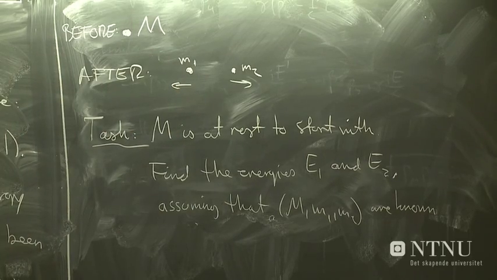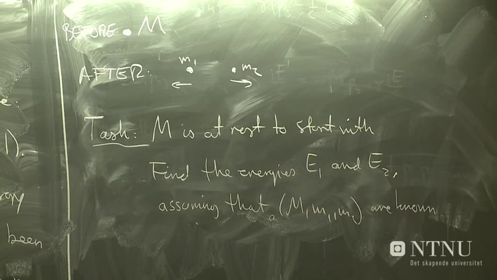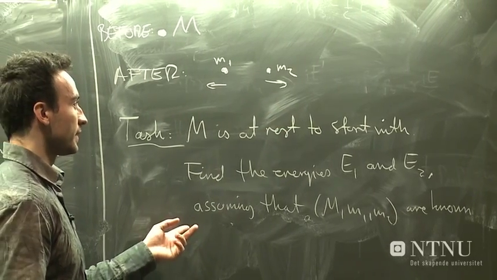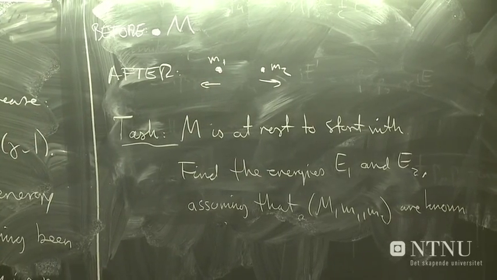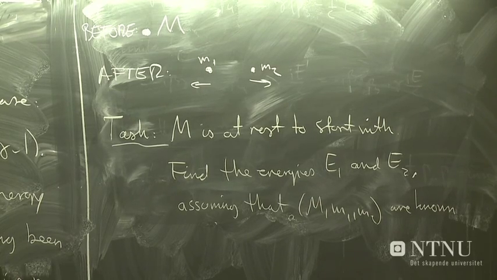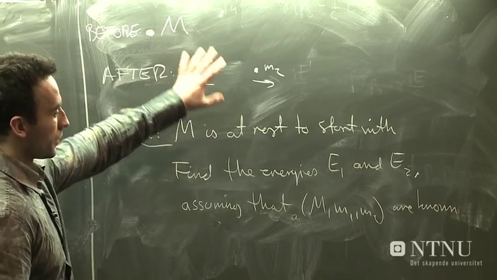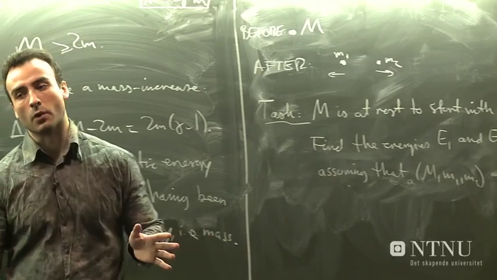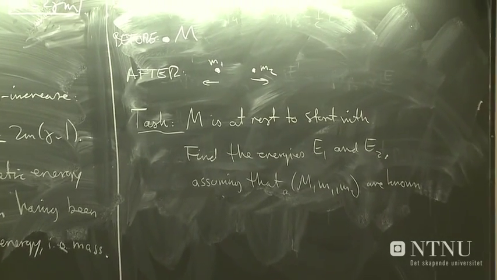So assuming that the large mass is at rest to begin with, find the energies of these two particles, assuming that the masses in the problem are known. We know the large M and we know the small M's. But apart from that, we know nothing about the details of the collision. We only know the masses. So find the energies E1 and E2. So we'll take 10 minutes for that and then we'll have a discussion.